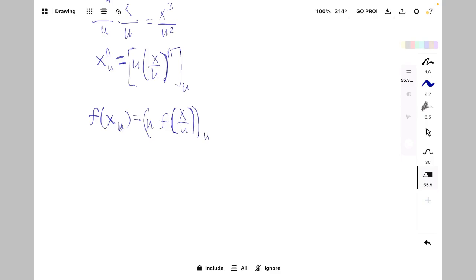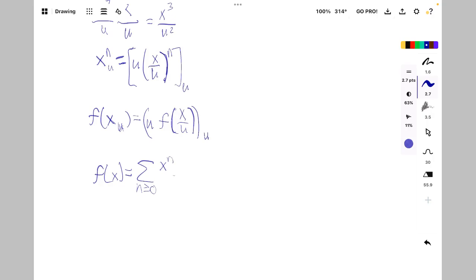Now the reason this works is because of a Taylor series. So let's say this function is a Taylor series, the sum for n greater than or equal to 0 of x to the n times c sub n. Which means that you can just inject this formula right here, and you would get what I just showed you.